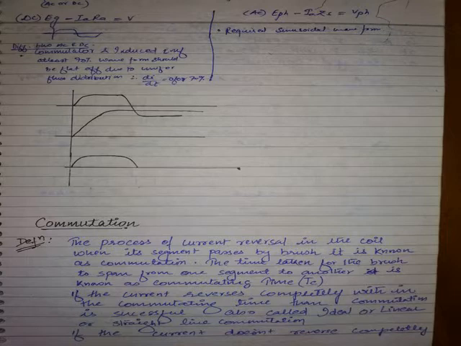The short period where the coil remains in contact with the brush is known as commutating time, TC. It means a very short period, in the order of 1 by 500th second. Very small time. Just imagine, coils are passing by a brush. How much time does it require for a coil to pass a brush? Very small time, right? So that time is TC.